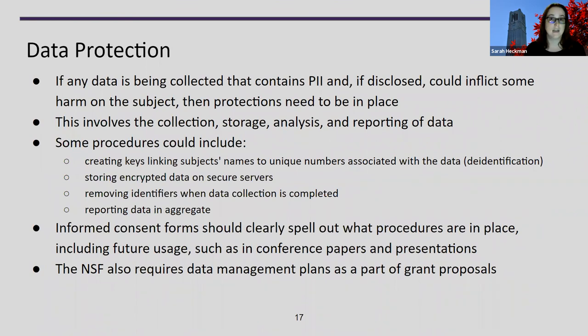We need to protect the data that is collected, especially if it contains PII, and if there's any chance that, if disclosed, it could inflict some harm. And the possibility of harm should be discussed in the informed consent for your study. So we need to talk about the collection, the storage, the analysis, and the reporting of data. For example, we could create a key linking a student's identity to their data and maintain a master list of identity and key and keep that separate and independent from the data that we're actually doing our analysis on. We should consider storing encrypted data on secure servers, removing identifiers when data collection is completed, and then reporting data in aggregate.